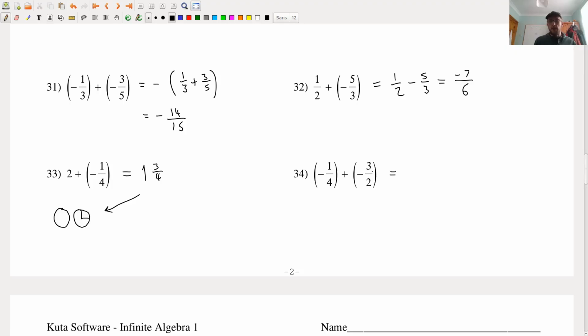Okay, negative 1/4 add negative 3 over 2. That would be the negative of 1/4 add 3 over 2. That's 1 1/2. That's 1/4. And 1 1/2 and 1/4 makes 1 3/4. So it's negative 1 3/4.